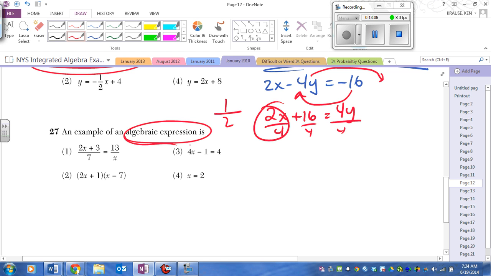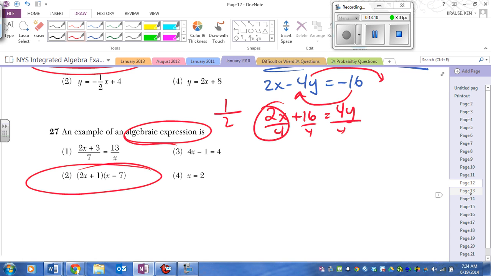Algebra expression, no equal sign at all. There it is. No equal sign at all. That was a gimme.